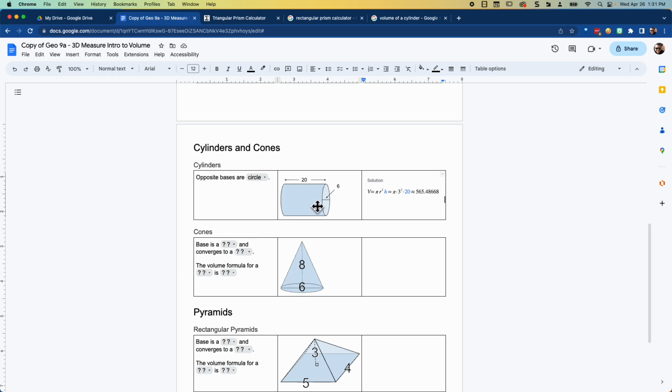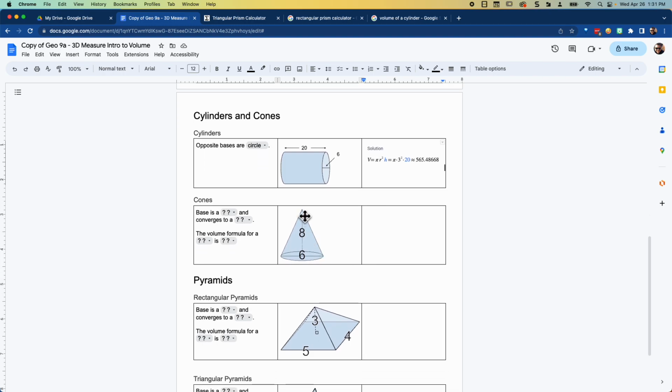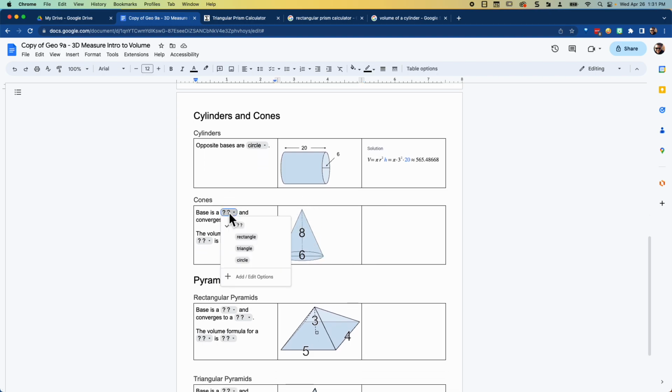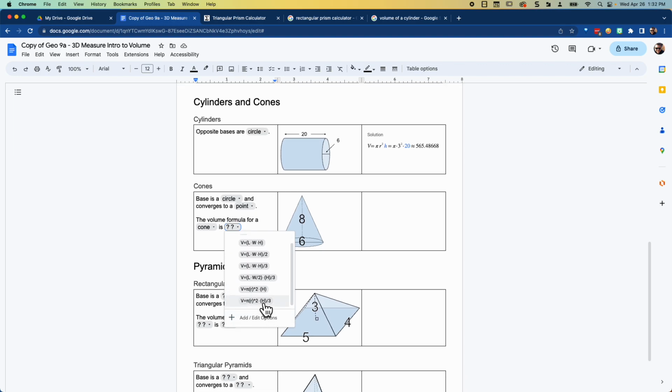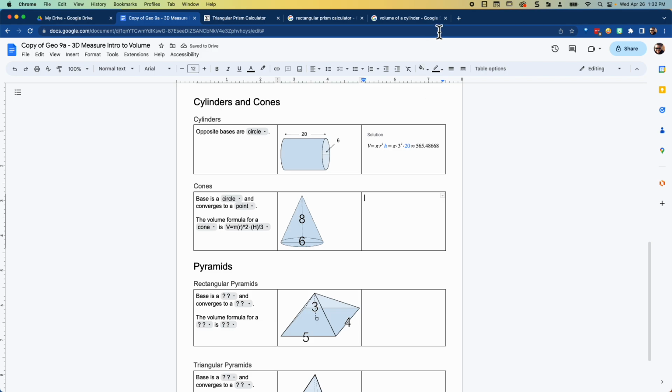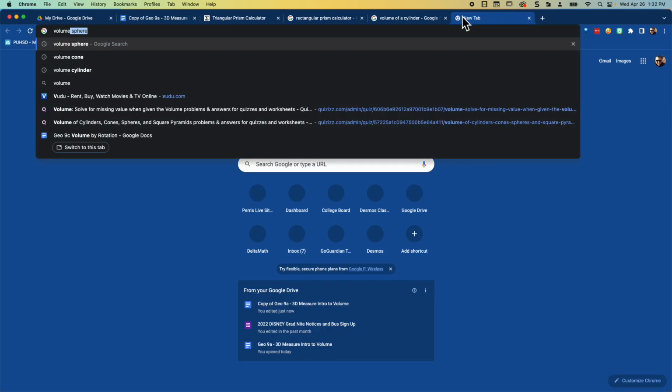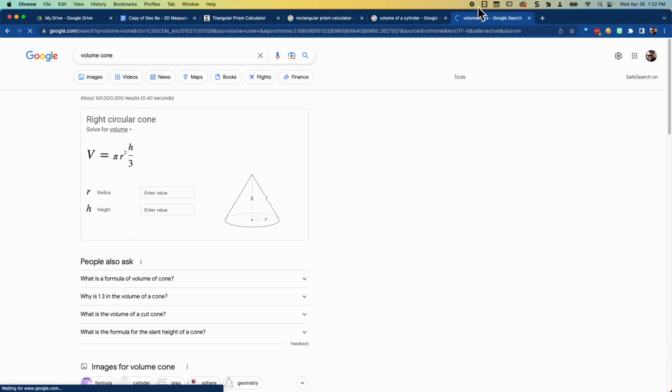A cone is very much like a cylinder, except it converges to a point. So the base is a circle, and it converges to a point. The volume formula for a cone is going to be pi r squared times h, but then we have to divide by 3. We take a 1/3 on there. You don't necessarily have to know that, but it is helpful to know. So right here, pi r squared times h, and then divided by 3.